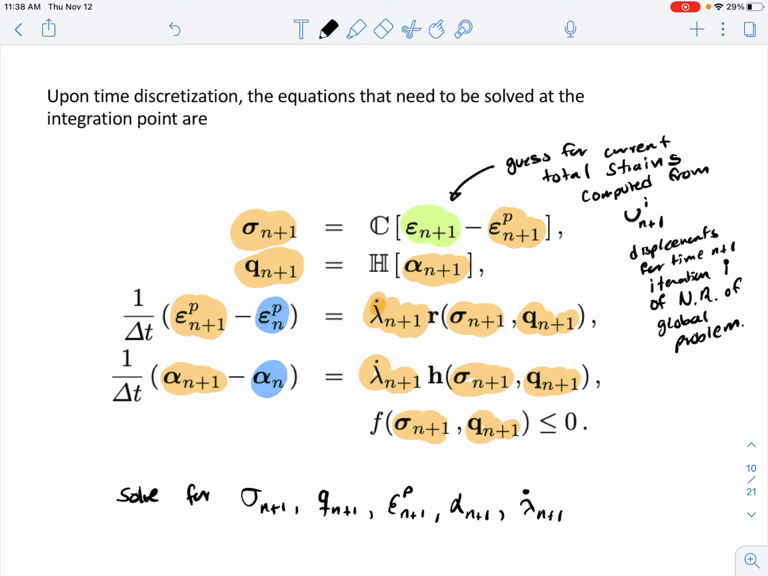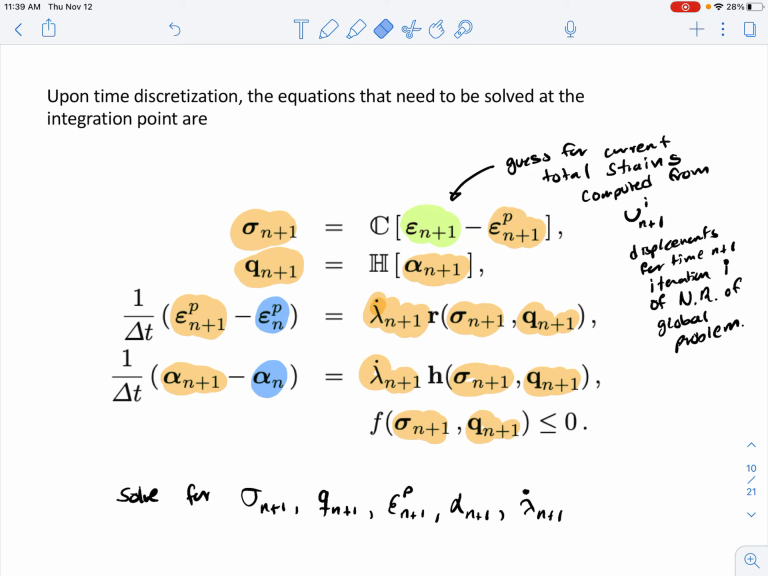So hopefully that makes sense. Again, I want to repeat it many times so it's very clear. The outer part of your code is exactly the same as before. You have these global Newton-Raphson iterations where you are computing guesses for the strains. You're going to have your loop over elements, loop over integration points. For the integration points, based on your current displacements, you can compute the total strain.